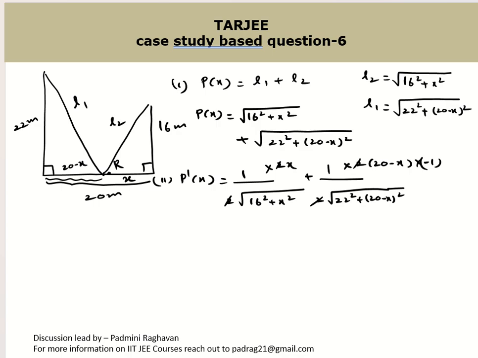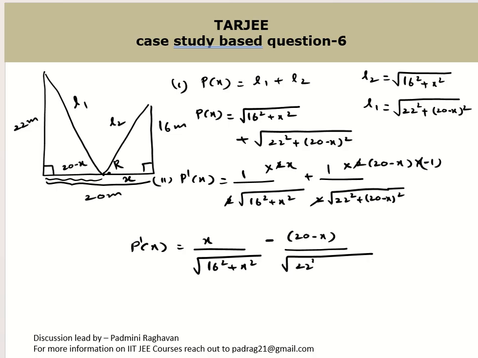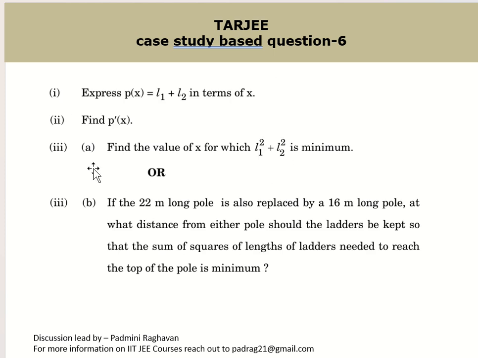Maybe we will rewrite this expression, which is going to give us x divided by root of 16 square plus x square minus (20 minus x) divided by root of 22 square plus (20 minus x) the whole square. This is the second part of the question. The second part of the question is, if P(x) is L1 plus L2, find the value of P'(x). Then the third one is, find x for which L1 square plus L2 square is minimum.